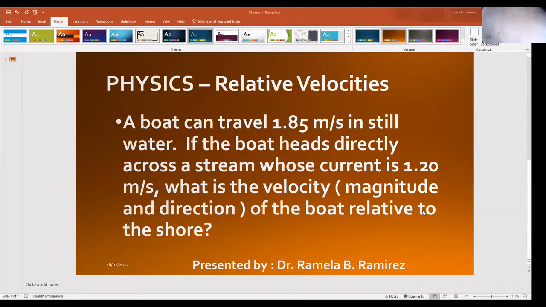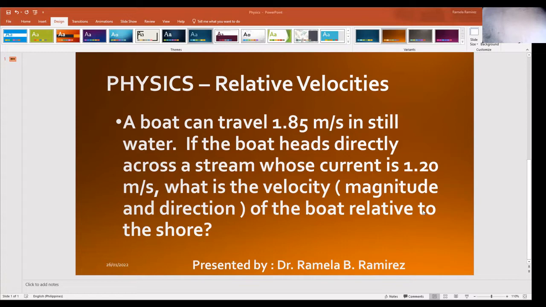So according to this problem, we have a boat that can travel 1.85 meters per second in still water. If the boat heads directly across a stream whose current is 1.2 meters per second, what is the velocity, including the magnitude and the direction of the boat relative to the shore?